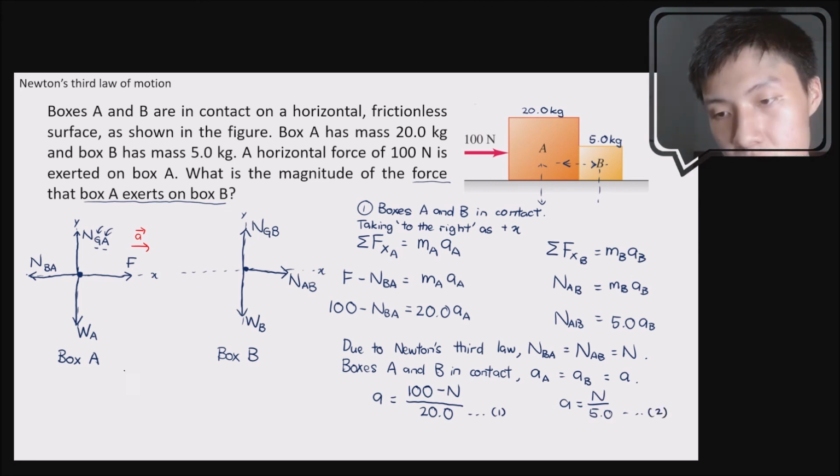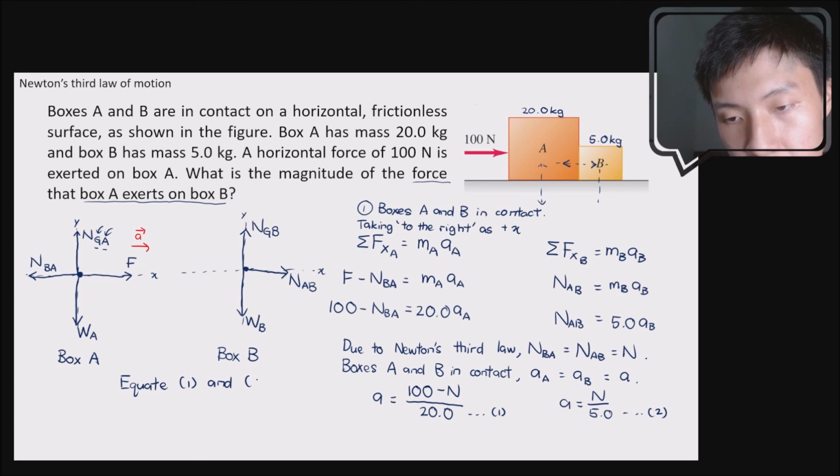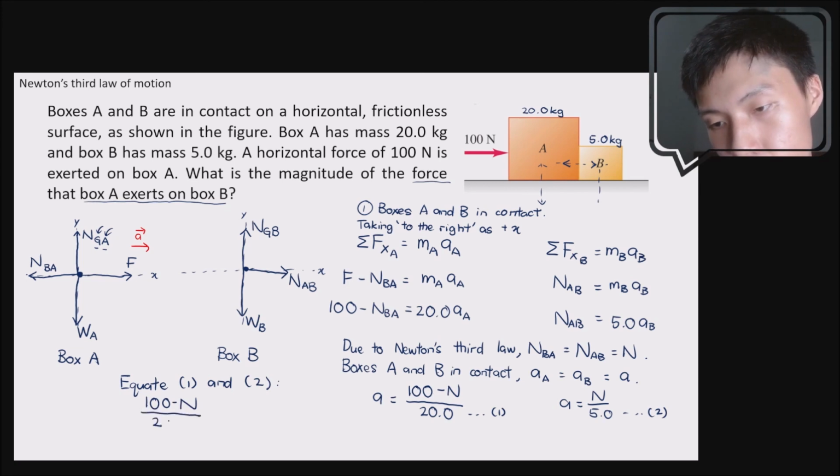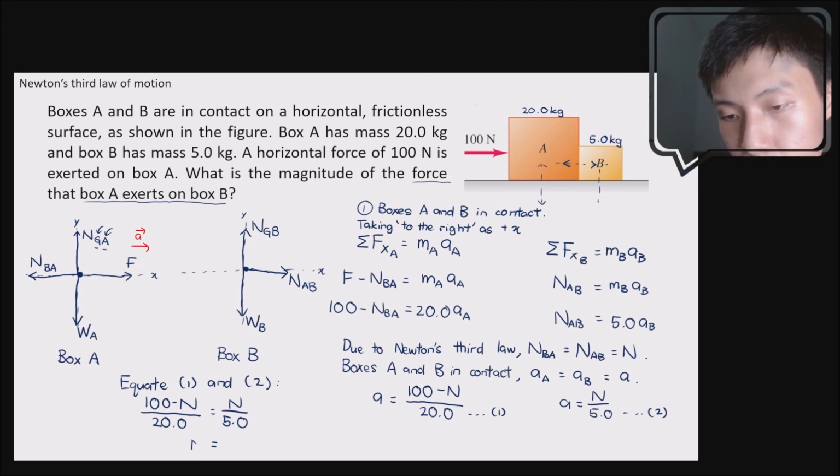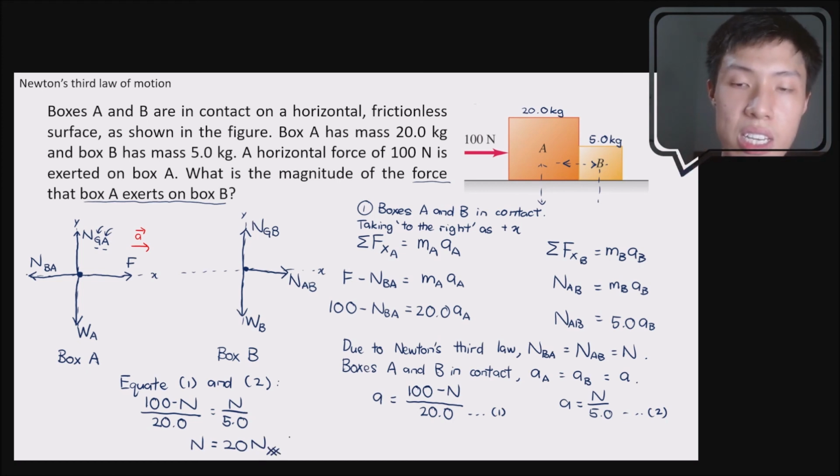So what do we do to these two equations? We equate 1 and 2, because these are the same A. So what do we get? 100 minus normal force, divided by 20.0, is equal to normal force divided by 5.0. And if you move things around, then you find that the normal force is equal to 20 Newton. So that's your answer. The normal force is 20 Newton.